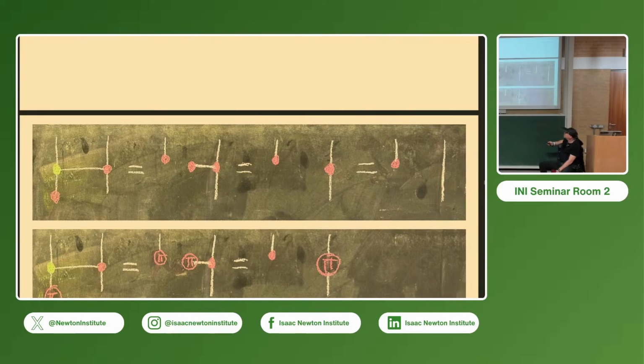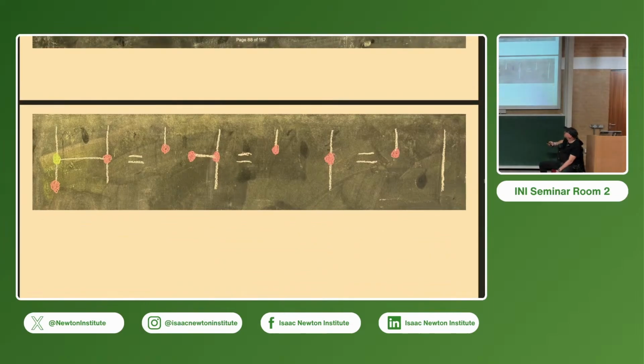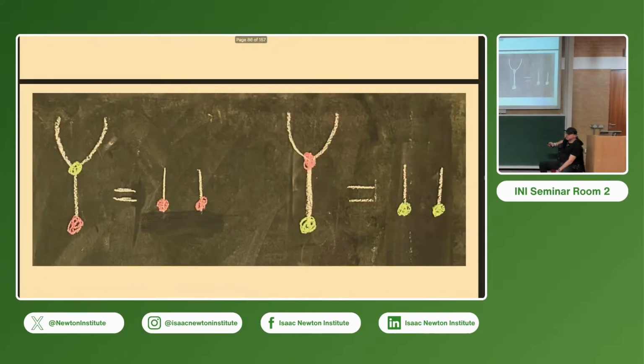First equation: just copying. The red dot gets copied through the green. And here the pi gets copied to the green. So that's this and this.